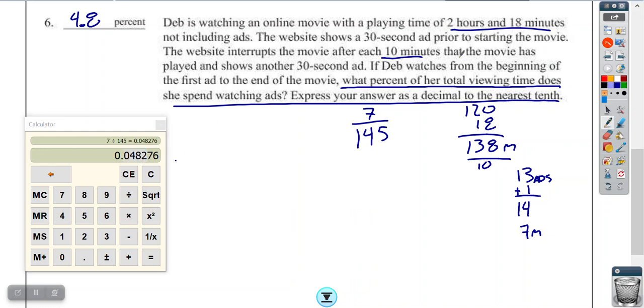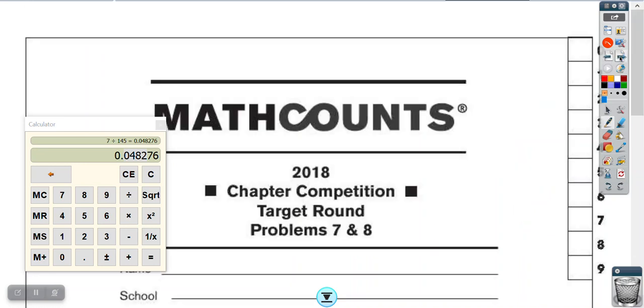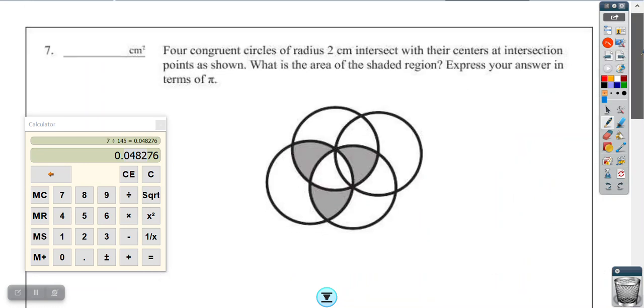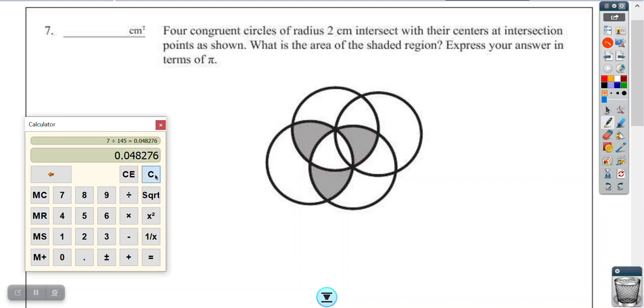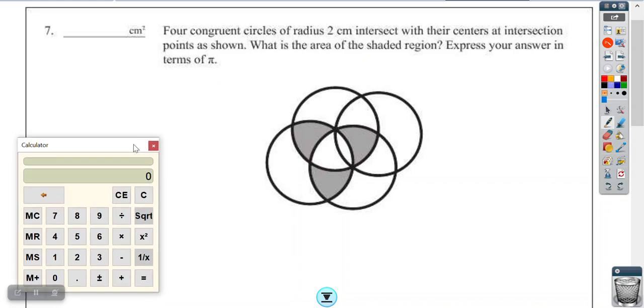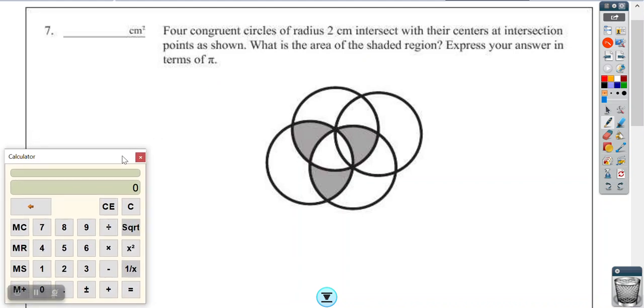All right. Let's go 7 and 8. Here we go. Ooh, I love this problem. So geometry problems tend to be fun. It's kind of weird. I don't love geometry, the course, but I love geometry MathCounts problems.